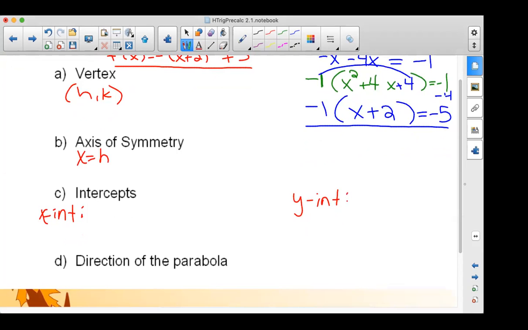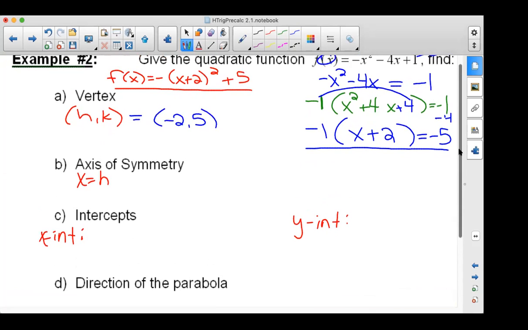So Tyler, our vertex is -2, 5. And then the axis of symmetry: -2. Nice job. Remember that minus is x minus in standard form. That +2 is really minus a -2.